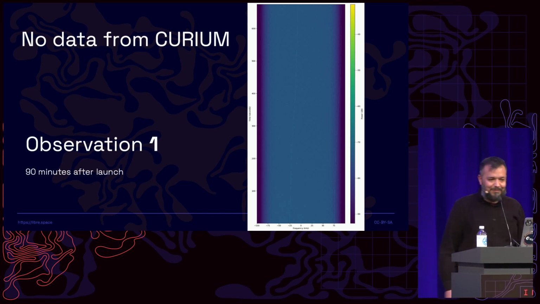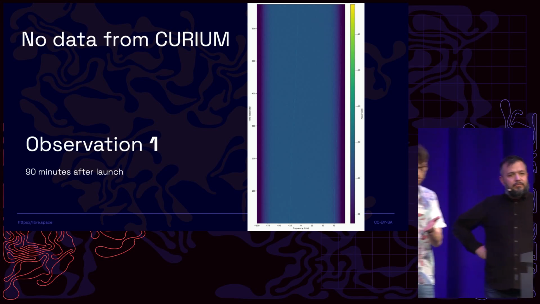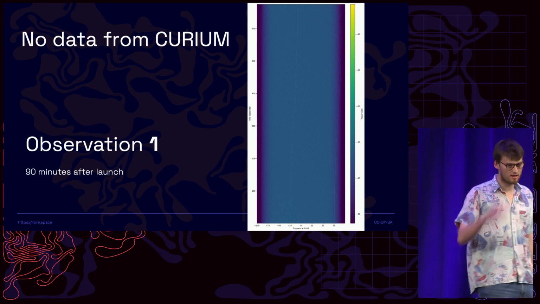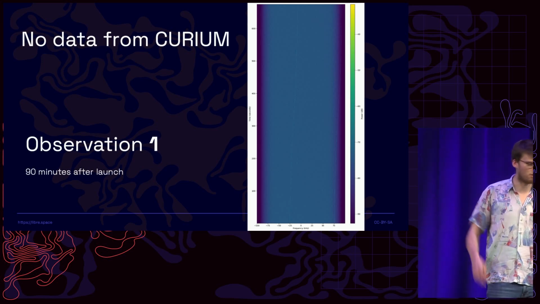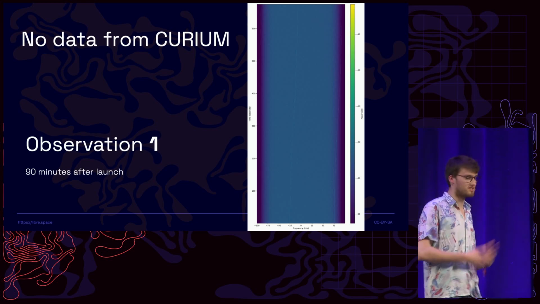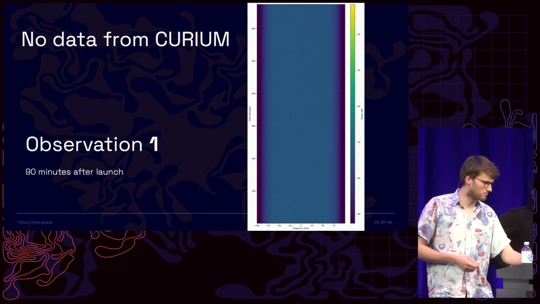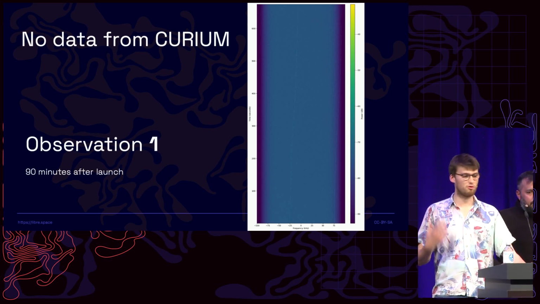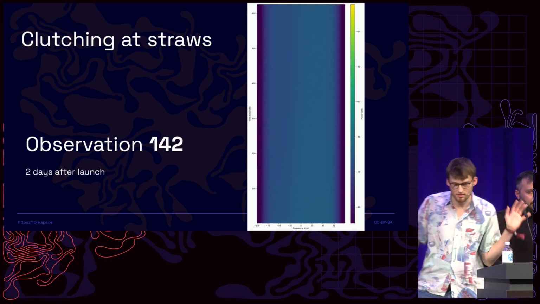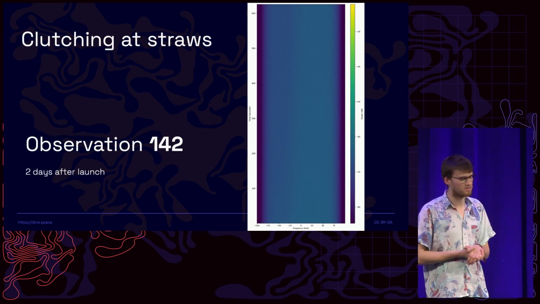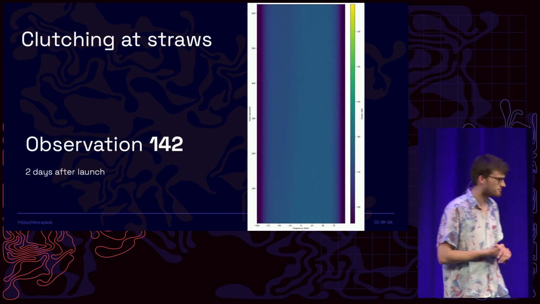But we were also searching for Curium. 90 minutes after launch, at the first observation that should see Curium, we just see this line here that is really nothing. The signal should be like a horizontal line on this plot, and we saw nothing. We thought maybe we have to wait a little bit longer than expected, or there were some problems with the ground station, but sadly, even after 2 days, we saw nothing. So there was unfortunately no signal from Curium.